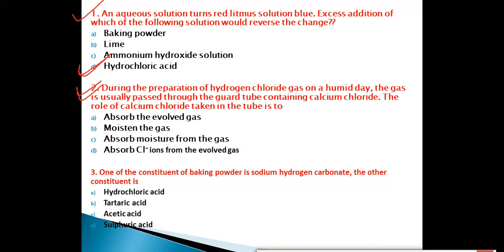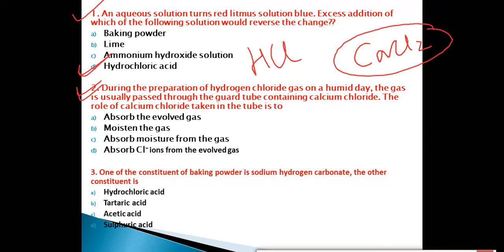During preparation of hydrogen chloride gas on a humid day, someone is preparing HCl gas on a humid day. Humid day means on that day the humidity is more in the atmosphere, or the moisture is more in the atmosphere. The gas is usually passed through a guard tube containing calcium chloride, CaCl2. The role of calcium chloride taken in the tube is to, what is the use of this calcium chloride? Why is HCl gas passed through calcium chloride? So we have to understand what is the use of calcium chloride.